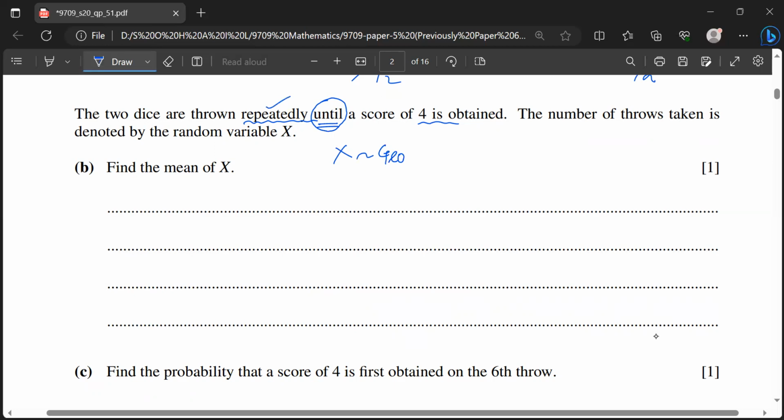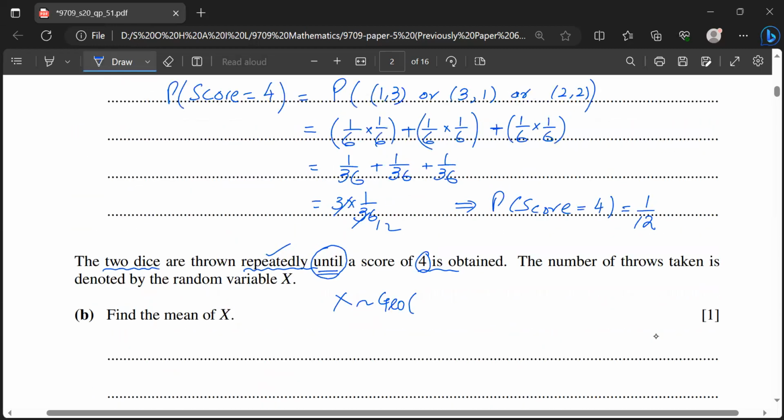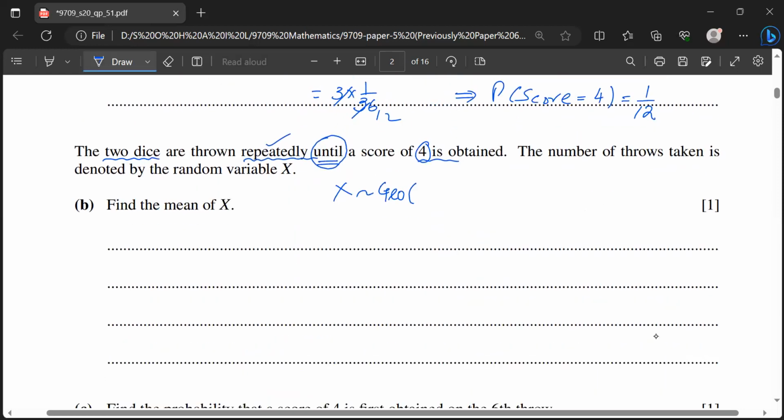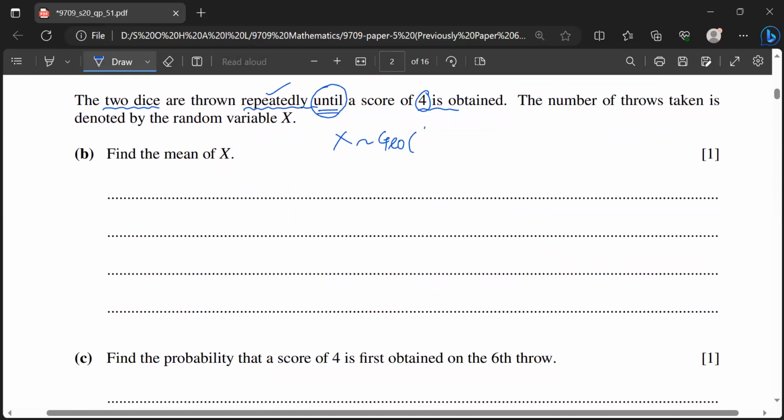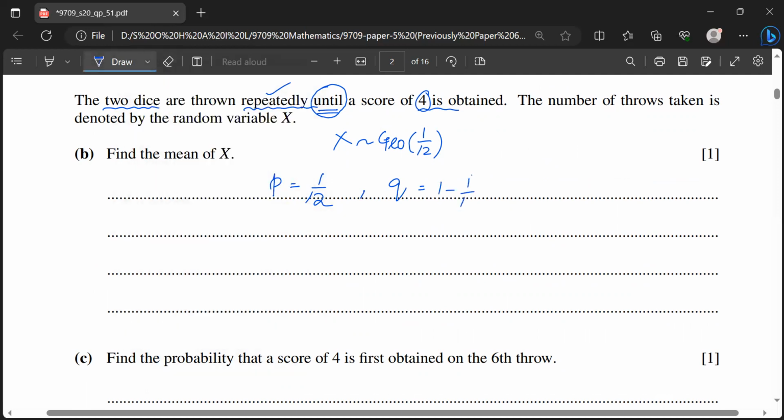So repeatedly, with probability of success. What is the success? The success is that when we throw the two dice, we get a score of 4. The probability of a score of 4 is 1 over 12. So P is equal to 1 over 12, and Q is 11 over 12, which is simply 1 minus 1 over 12.